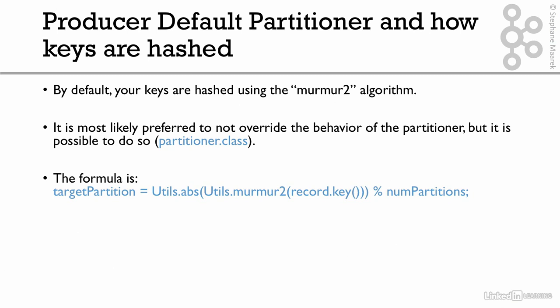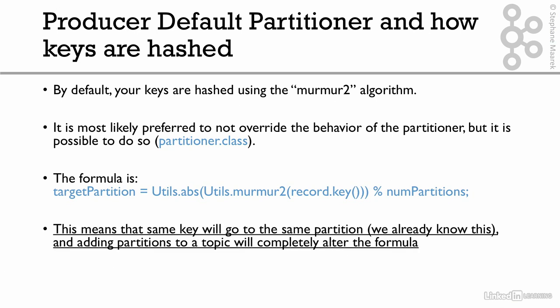But from this formula, we see that the same key will go to the same partition, because if you have the same record key twice, then this formula will give exactly the same result. And we see that if we add partitions to a topic, it will completely alter the formula, because num partitions on the right-hand side will change.